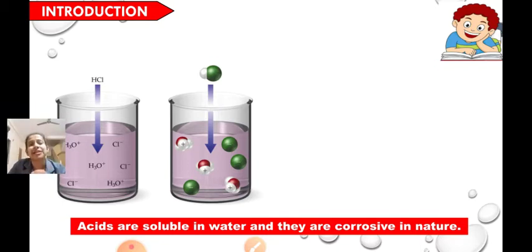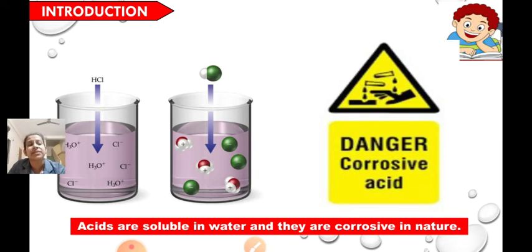So you can see that they can be dissolved in water, and once an acid dissolves in water, it does not remain concentrated. It becomes something called a dilute acid. You might have heard this word many times; your teachers might have said dilute acids. Dilute acids are nothing but acids which are dissolved in water. But when these acids are concentrated, they are very corrosive in nature.